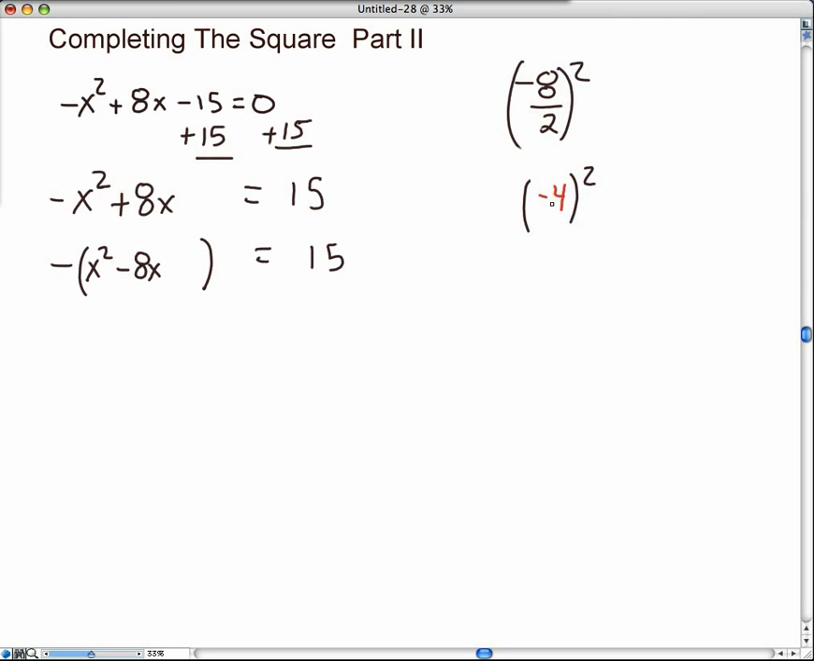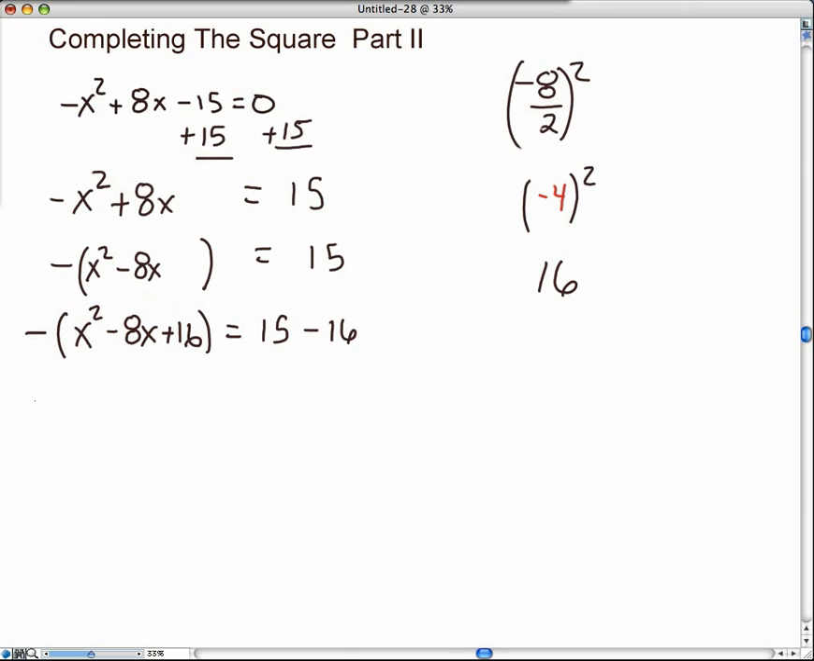And -4 squared is going to be 16. Now I'm going to add 16 over here on the left. I'm going to add 16 here. Now you might be tempted to say, well, I'm going to add 16 over here. Well, remember, we're in this environment in here, inside the parentheses. If you look at the overall picture, we didn't add 16, we added -16, because negative times 16 is -16. Overall, we added a -16.